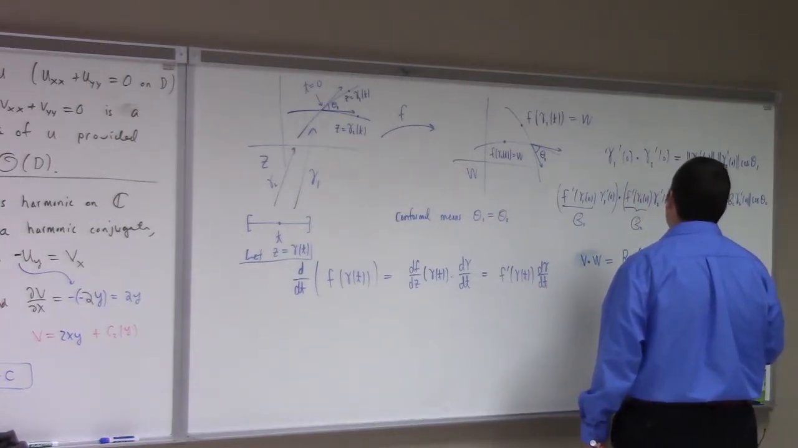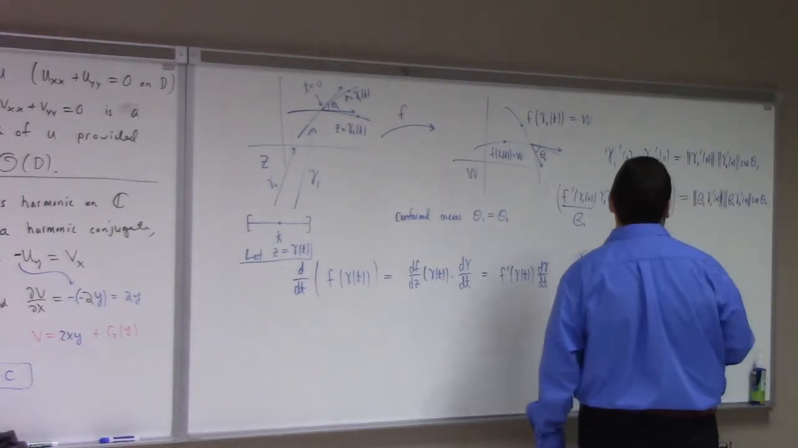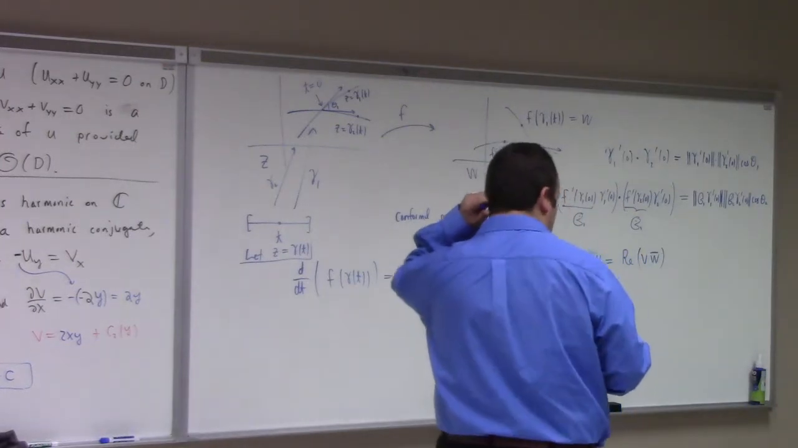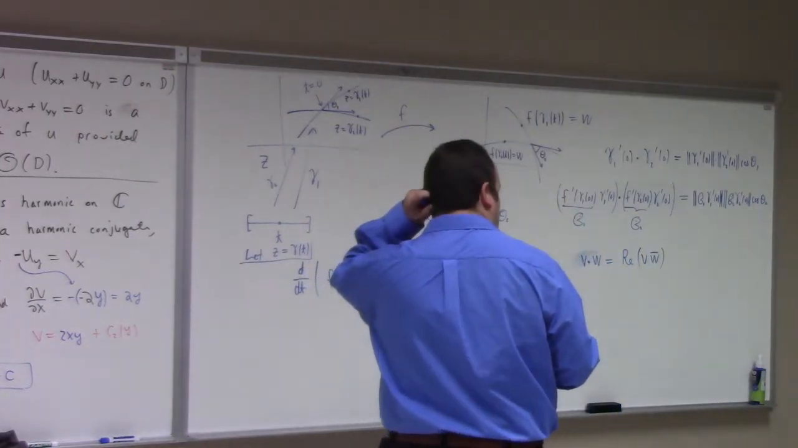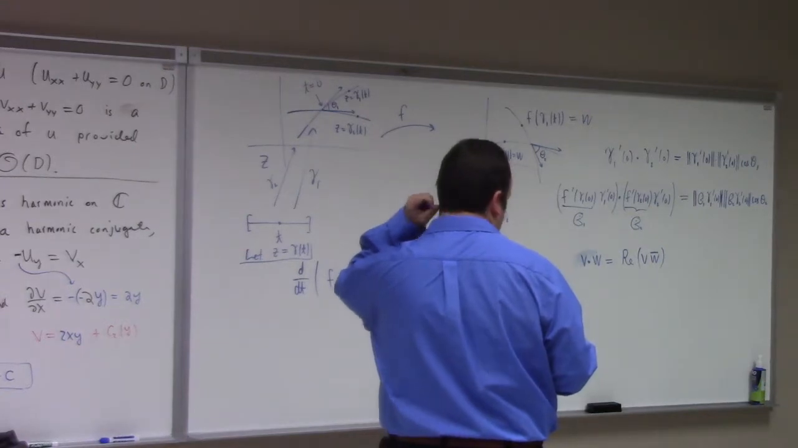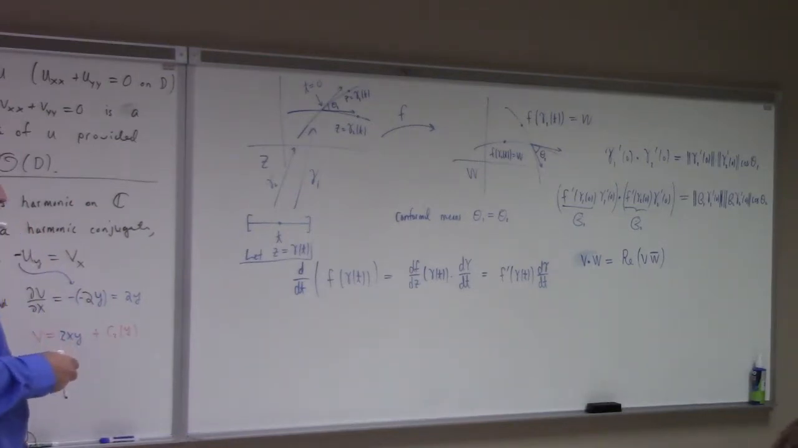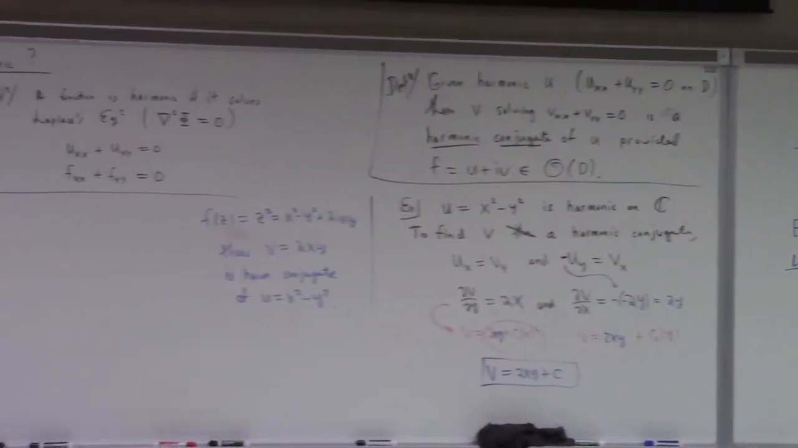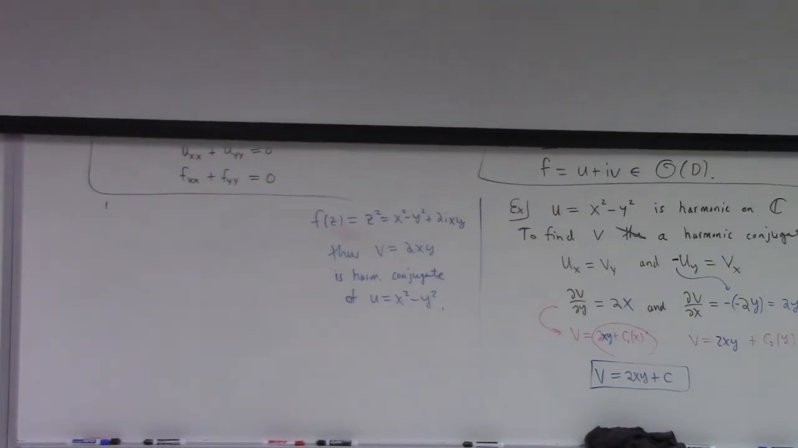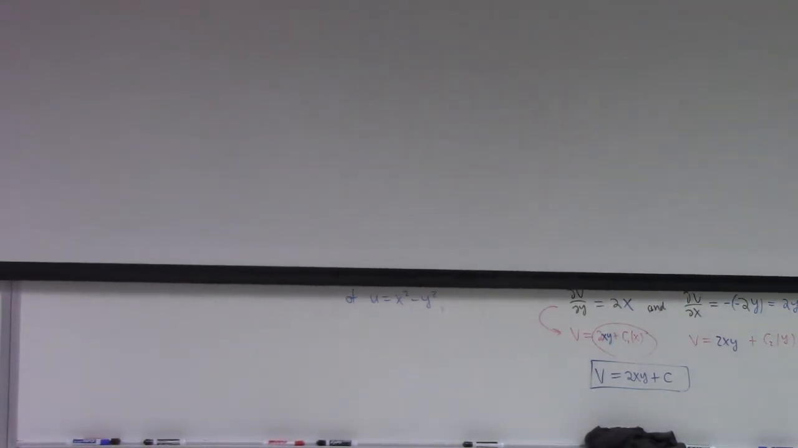Let's see here. Trying to think of a notation that will help you process this. This is not that hard to understand, but it's horrible to write out in my current notation. I have chosen poorly.